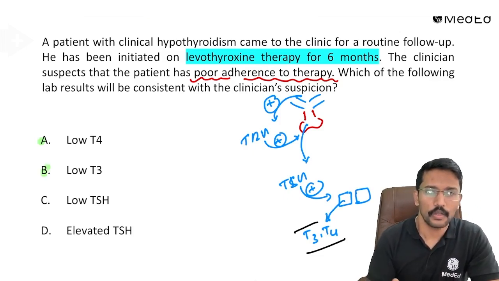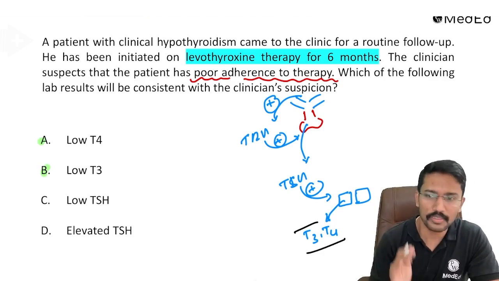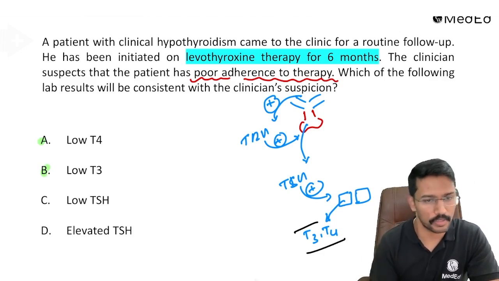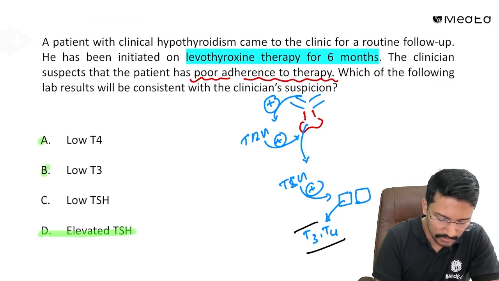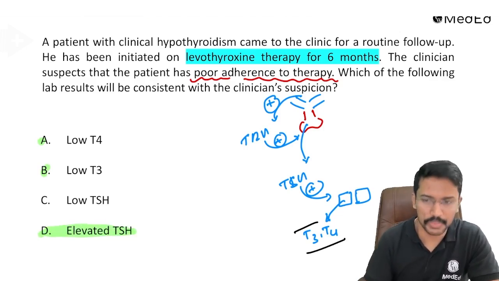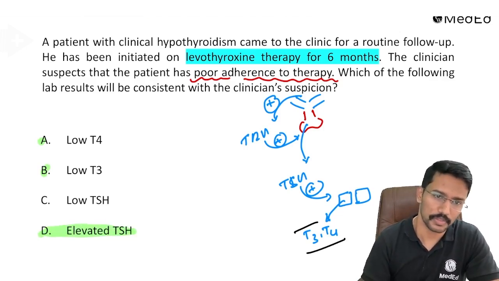Now, if the patient's dosing is inadequate or if the patient is not taking it properly, in both those cases, I will expect the elevated TSH, making option D the correct answer for this question.